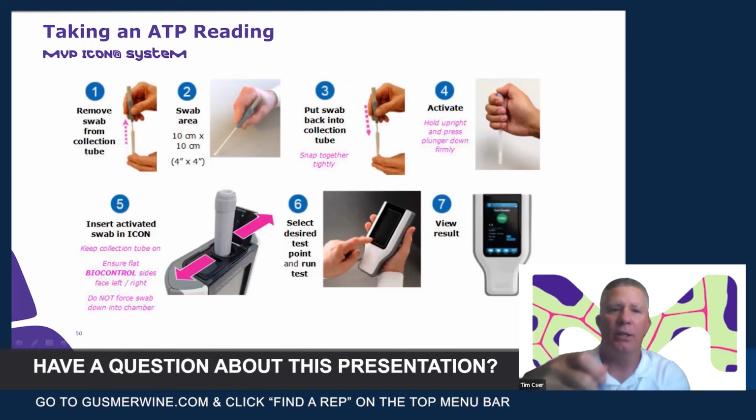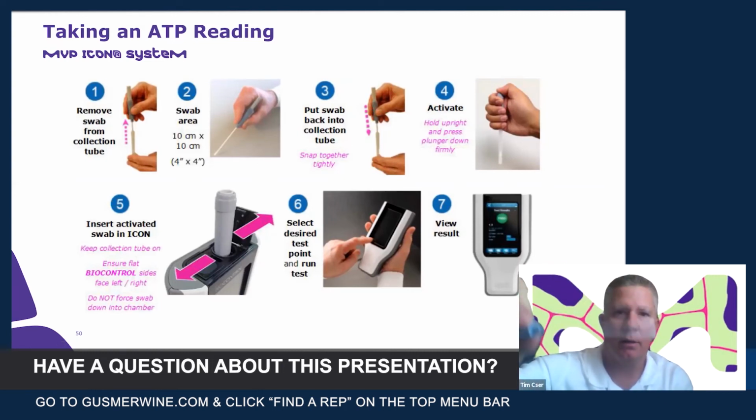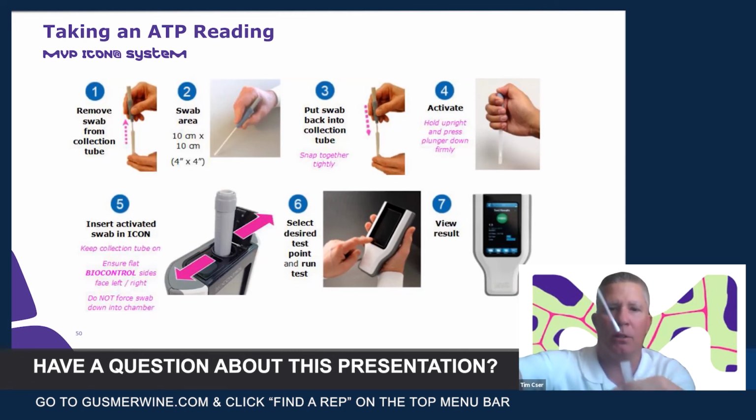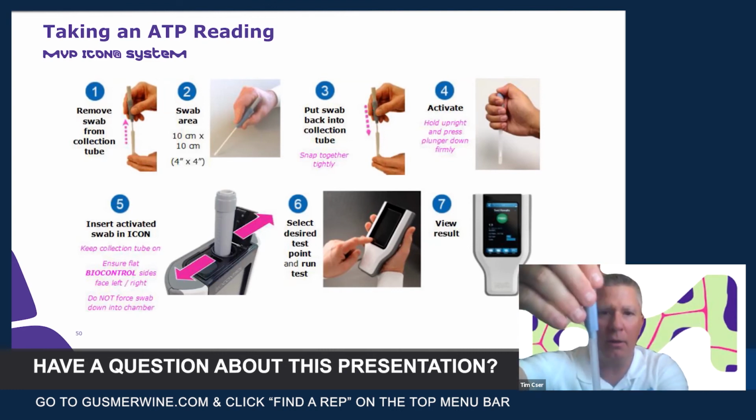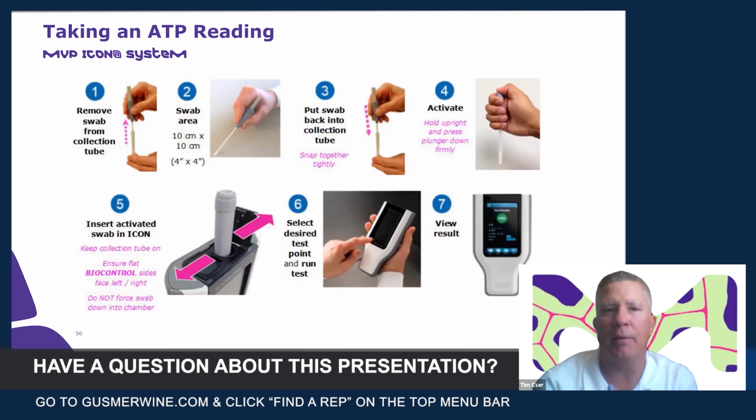Very simply, you take your swab out, swab the 10 by 10, 4 by 4 area, and then you're going to put the swab back in, depress the plunger, it activates, you put it in the sampler, and then you read it with the MVP Icon. Next slide.